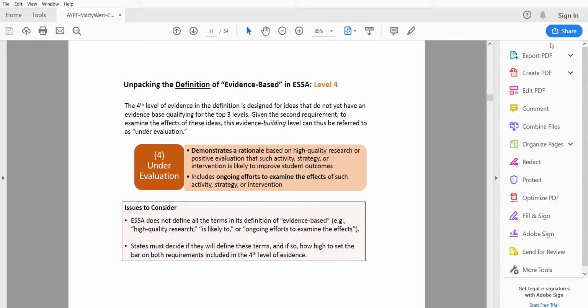So those are the different tiers that ESSA defines. I would encourage you to read through the rest of this PowerPoint and see how the different tiers impact what states are and are not allowed to do with different programs. But now you have a sense, at least, of how this act talks about evidence.